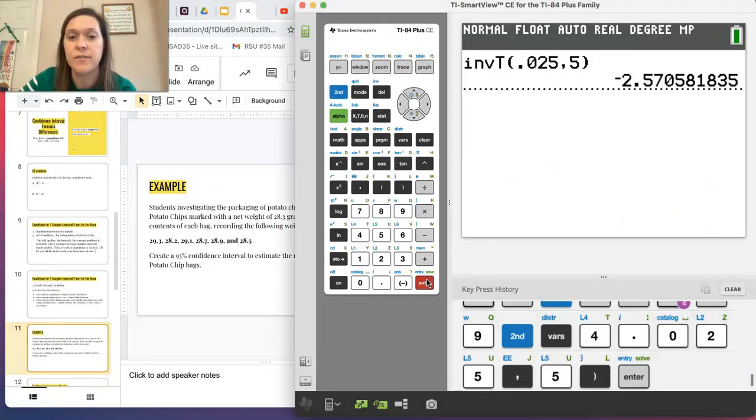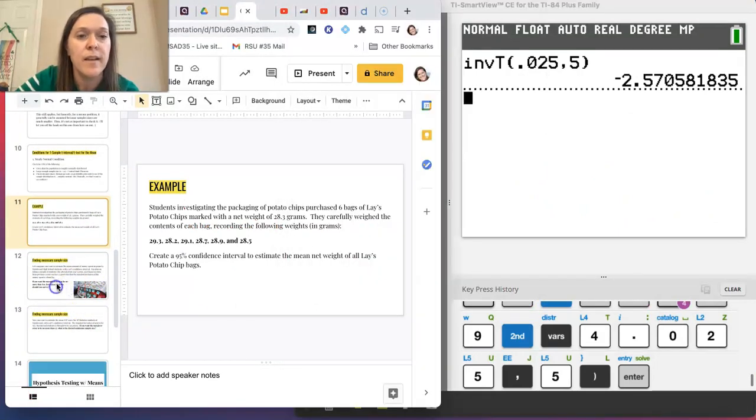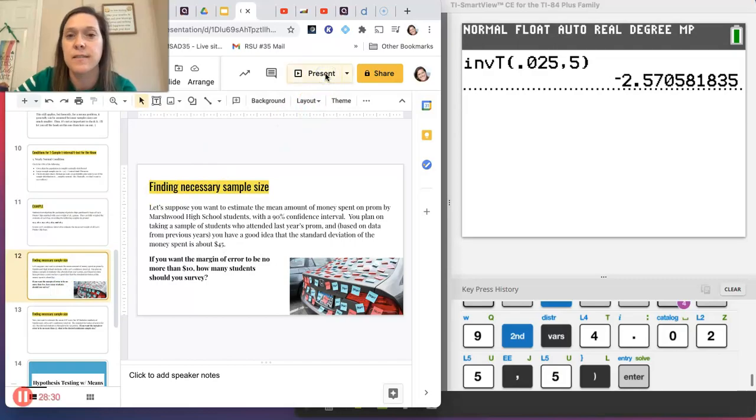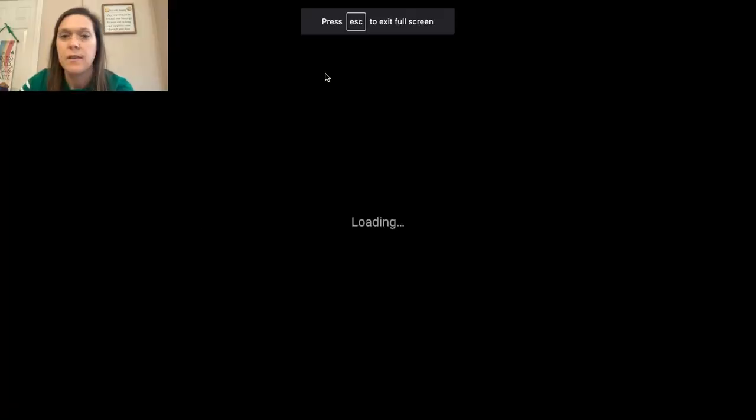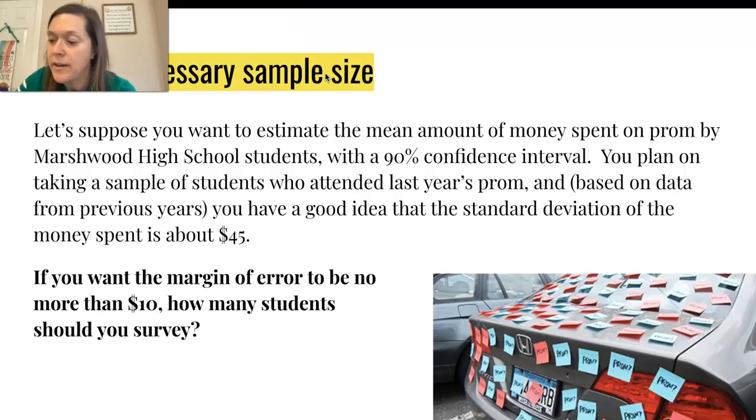Okay, so there was a confidence interval that we just ran through. Now what we're going to get into is some backwards movement: finding necessary sample size. Let's suppose you want to estimate the mean amount of money spent on prom by Marshwood High School students with 90% confidence. Tough subject right now for you guys. You plan on taking a sample of students who attended last year's prom, and based on data from previous years, you have a good idea that the standard deviation of the money spent is $45. If you want the margin of error to be no more than $10, how many students should you sample?